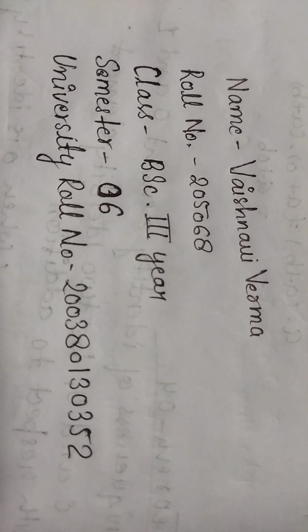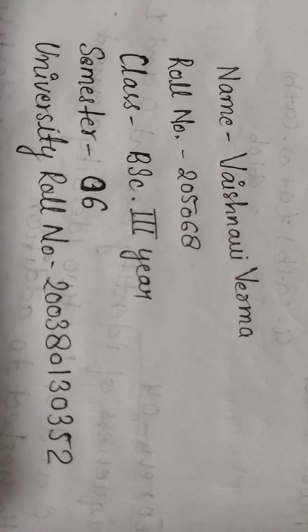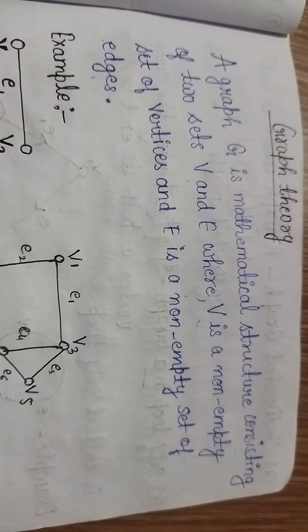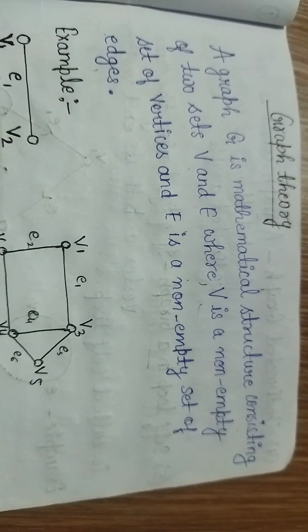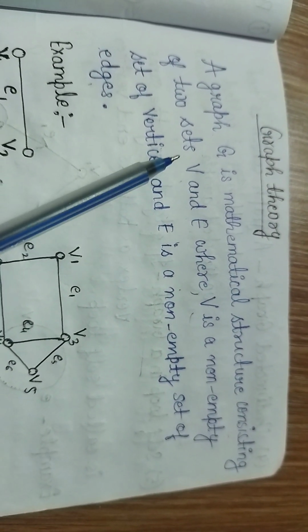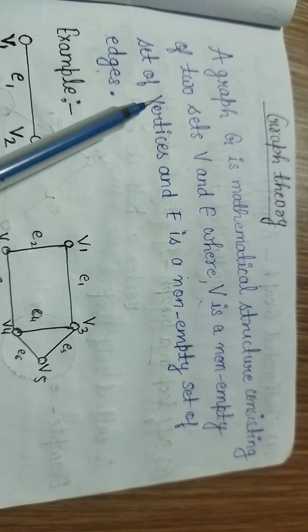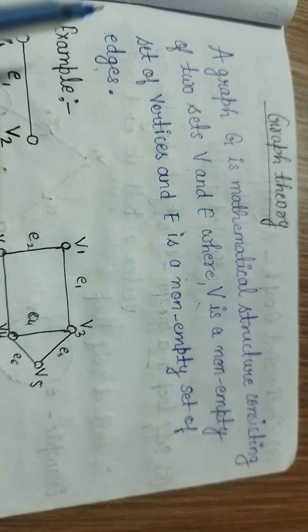My roll number is 205068 and my topic name is graph theory. In this video, I would like to discuss graph theory. Now, come to the definition of graph theory. A graph G is a mathematical structure consisting of two terms V and E, where V is a non-empty set of vertices and E is a non-empty set of edges.